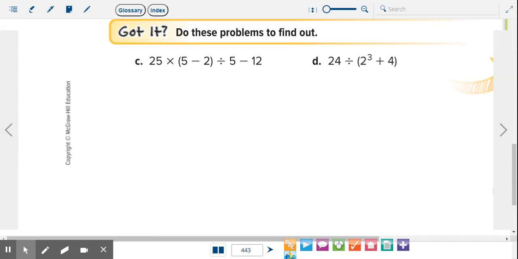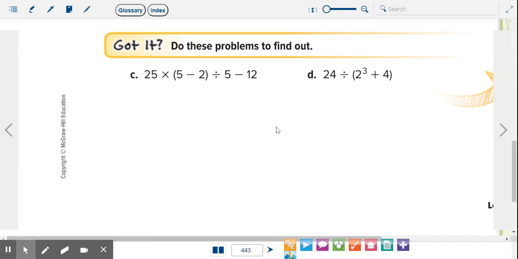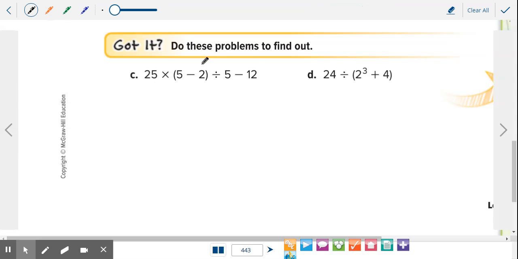Here we go. So letter C. Okay, we have 25 times the parentheses of 5 minus 2 divided by 5 minus 12. Okay, so order of operations, do we have parentheses? Yeah, that's where we start. So everything else we just copy down. So 25 times, now, what's 5 minus 2? 3 divided by 5 minus 12.